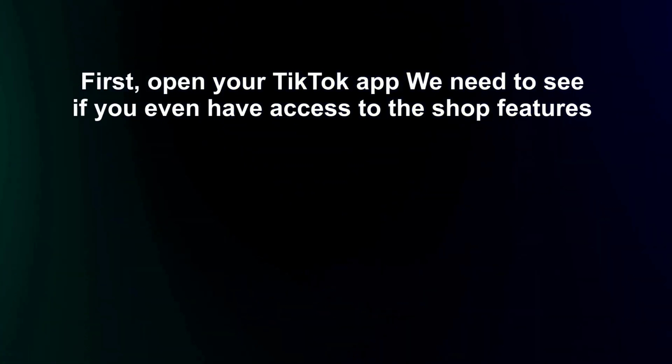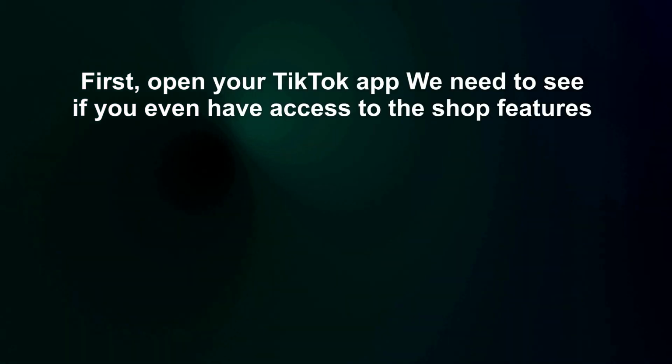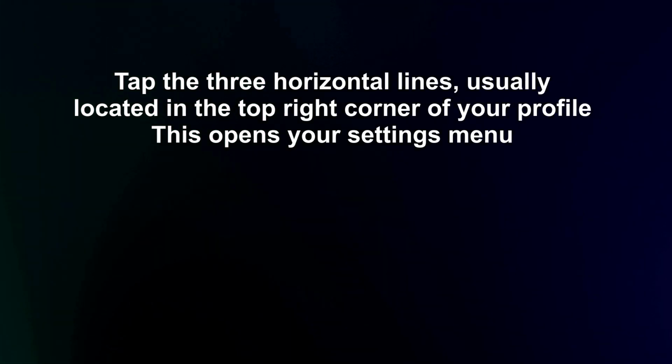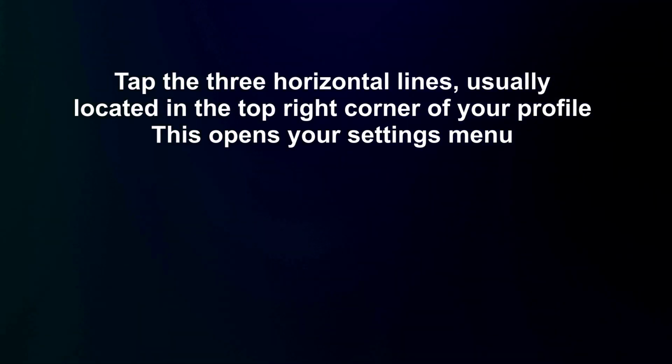First, open your TikTok app. We need to see if you even have access to the shop features. Tap the three horizontal lines, usually located in the top right corner of your profile. This opens your settings menu.